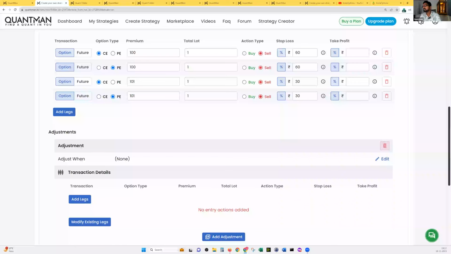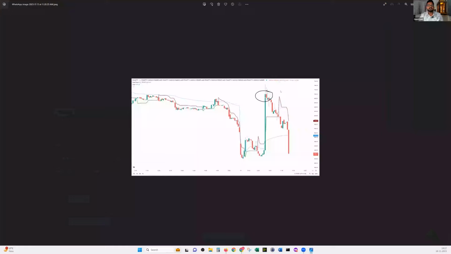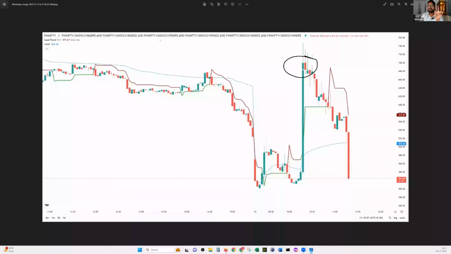This was a WhatsApp image. This was the Finifty last expiry, the 11,000 profit I showed, right? I got my entry exactly at this level, at 700, a cumulative premium. From there, all the way it came to 400, at around 11:20. It all the way came over here.